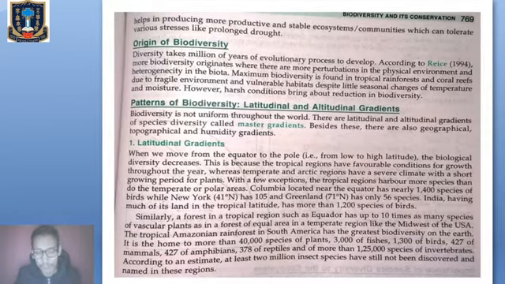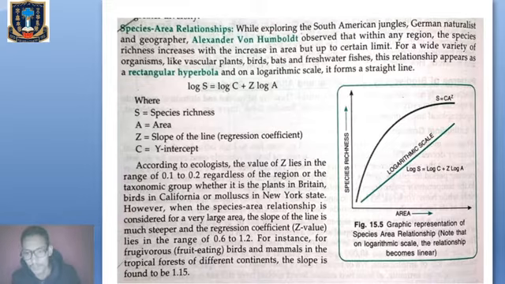Okay, now next one, let's talk about the species area relationship. So we have here the German naturalist and geographer called Alexander von Humboldt. When he was moving through the South American jungles, he observed that within any region, the species richness increases with the increase in area, but only up to a certain limit. He said that species richness means the total number of species present in a particular community or habitat. So that species richness will increase with the increase in area, but only up to a certain limit.